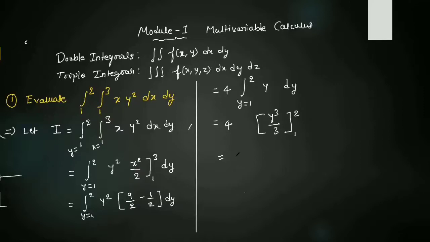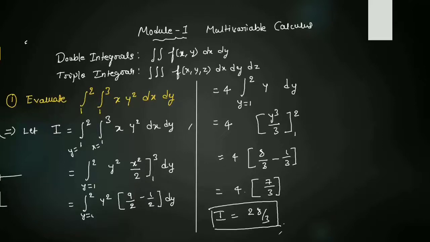Okay. So 4, apply the limits. If I substitute y equal to 2, it is 8 by 3, minus, in place of y, if I substitute 1, it is 1 by 3. So what will I get here? 4 into, LCM is 3, 8 minus 1 is 7. So I is equal to 7 fours are 28 by 3. 28 by 3. Anshika and others, please check the answer.